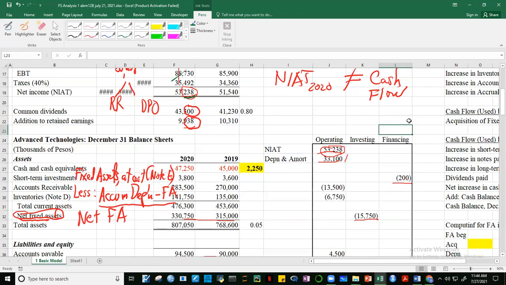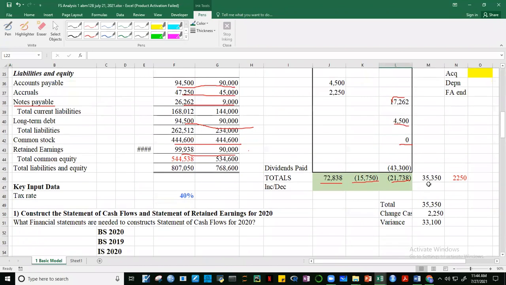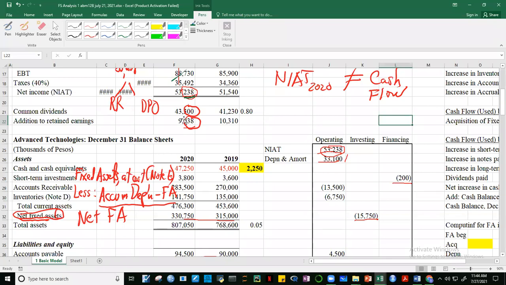So are we now ready to construct our statement of cash flows? Wait, I have a question. The reason we subtracted it earlier was so that it would be equal to the one below, the 2,250. So adding depreciation back there means unequal again. Who was that? Ada, was that you? Yes. So where should it be added?